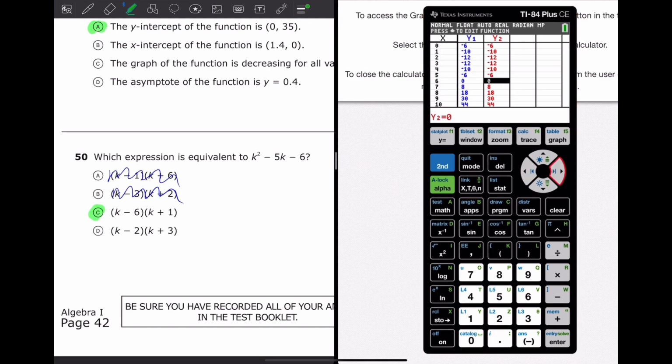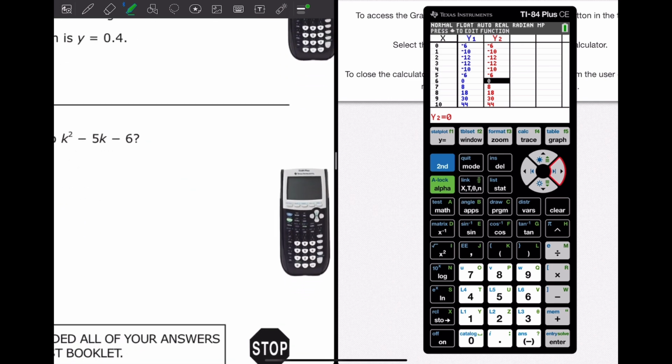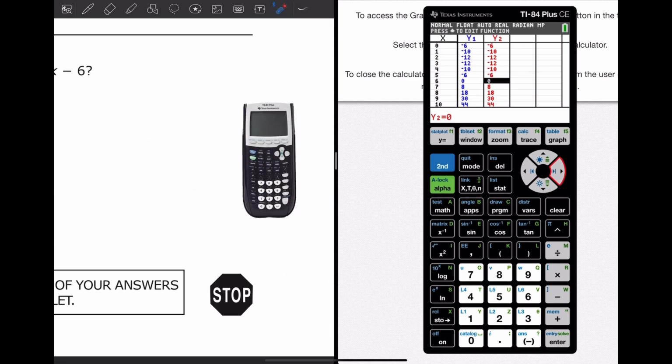That's 28 out of the 50. The rest of them are what you've learned throughout the year. Good luck, everybody.